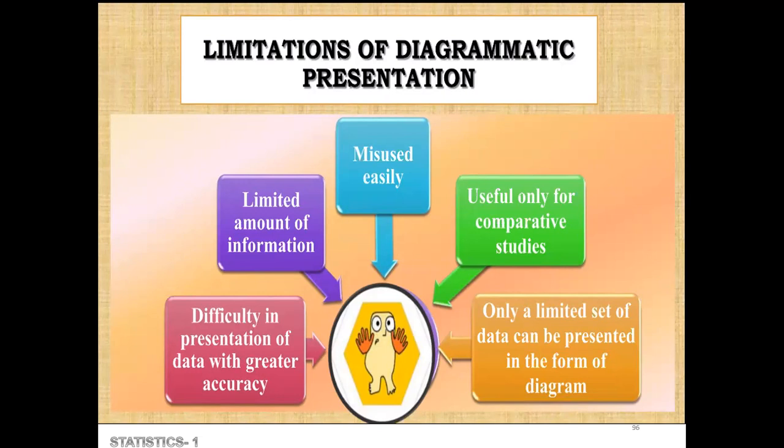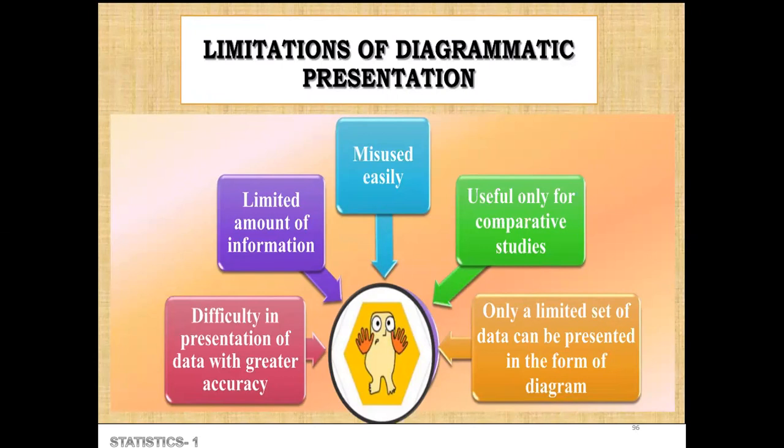Only a limited set of data can be represented in the form of diagrams. If you have a very small quantity of data, it is very easy to represent. But with a larger quantity of data, diagrammatic representation may not be a very appropriate tool. It is also difficult to represent data with greater accuracy. Since we are using statistical values, we are using averages here, so the accurate representation of data may not be that useful.